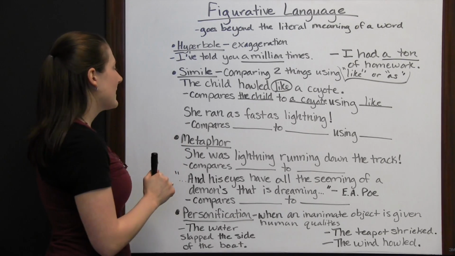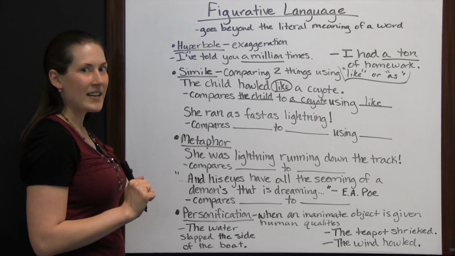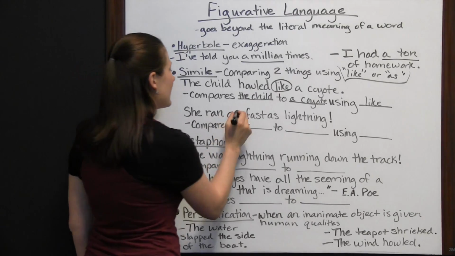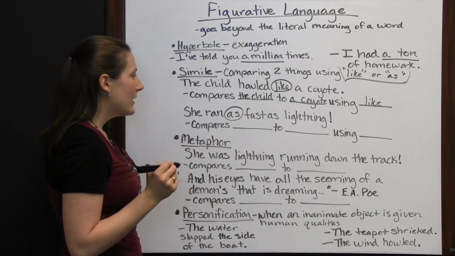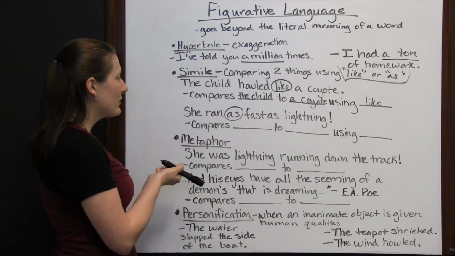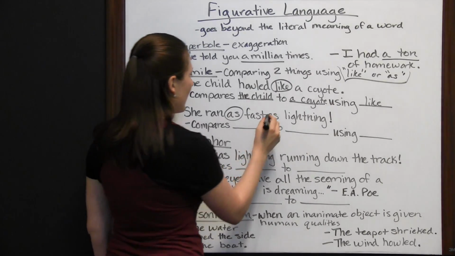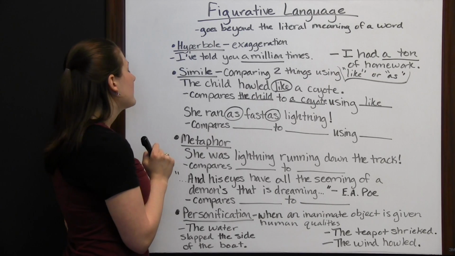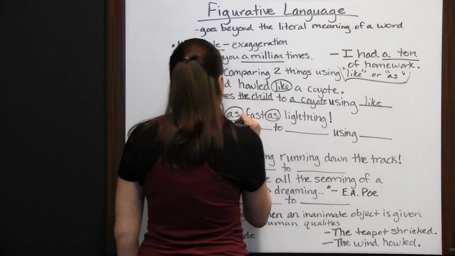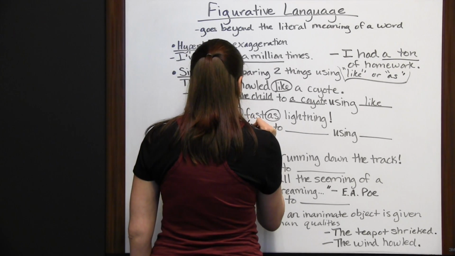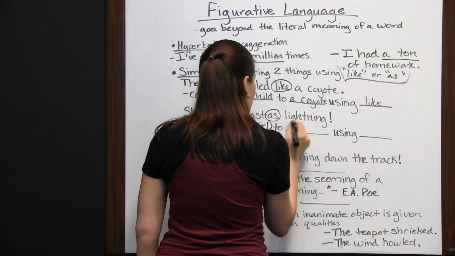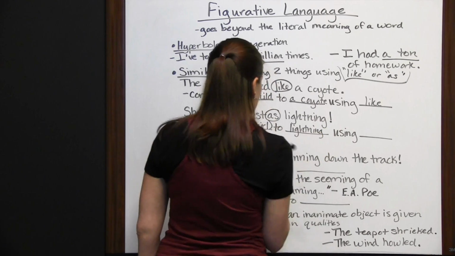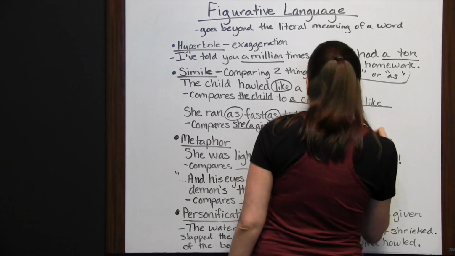Next, let's look at this example. She ran as fast as lightning. Well, that's going to compare two things here, and we see the word as. So what is being compared in this sentence? She ran as fast as lightning. And usually when you have one as, you've got two. So it's comparing she, or a girl, to lightning. And that is being done by using the word as.